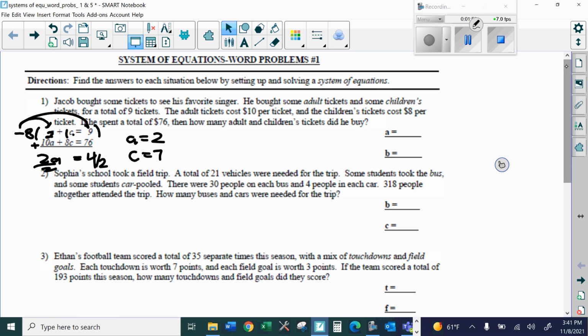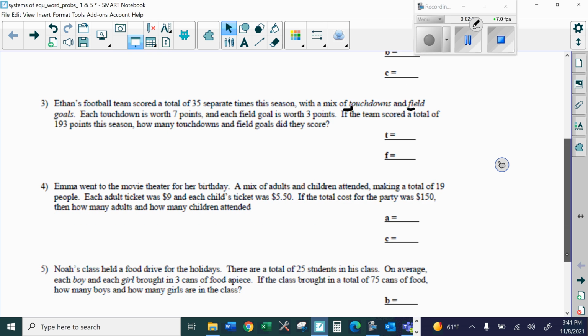If I want to guarantee I'm right, I plug into the next one. 10 times A is 20, plus 8 times 7 is 56. Does that equal 76? Yes, it does. So I can check it and guarantee I'm right. So adult, 2, children, 7. That's exactly what you do on this side for all these problems. Again, use the letters that the words start with: T for touchdown, F for field goal. That's why they have T and F right down there.